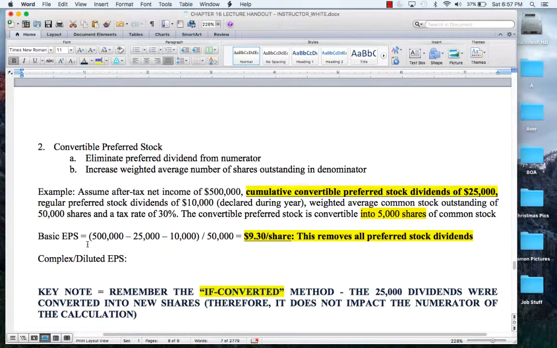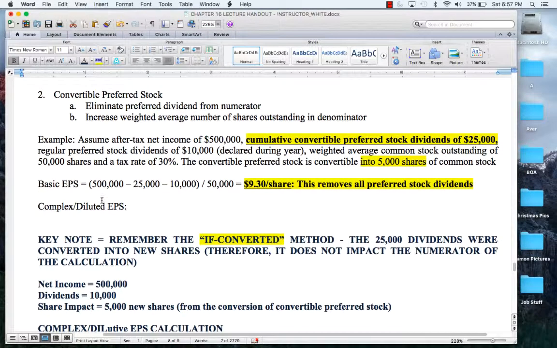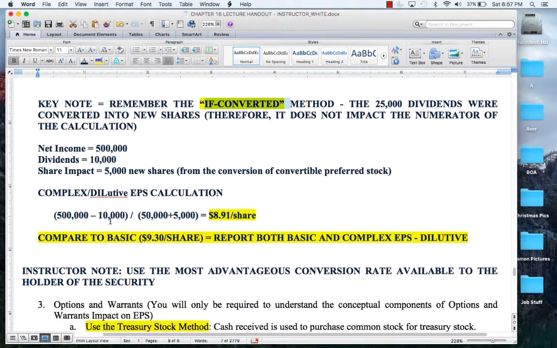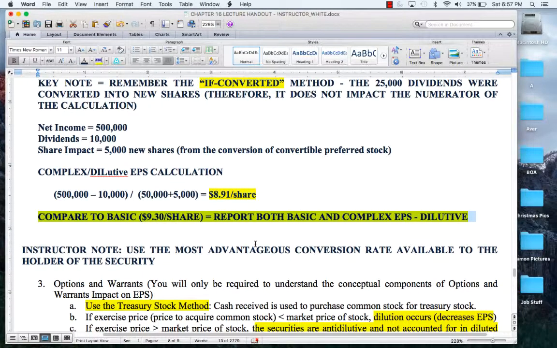For convertible preferred stock, make sure you also understand how it impacts the numerator and the denominator. Remember that it follows the if converted method as well. And in the example we went through, you could report both basic and dilutive EPS because the dilutive EPS was less than the basic EPS, which represents the fact that the convertible securities actually diluted your earnings per share, or decreased your earnings per share.